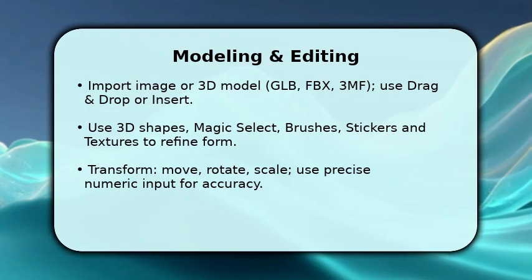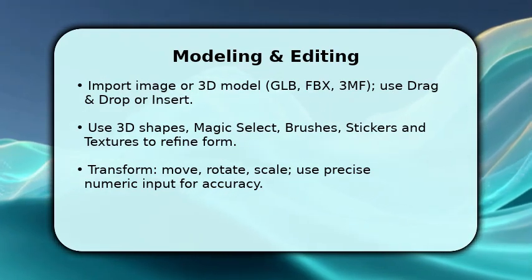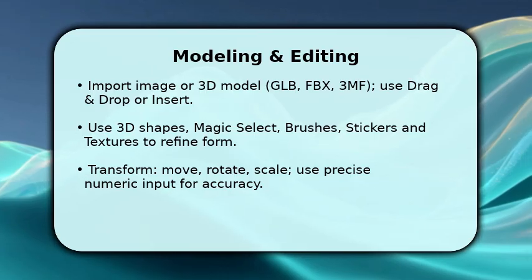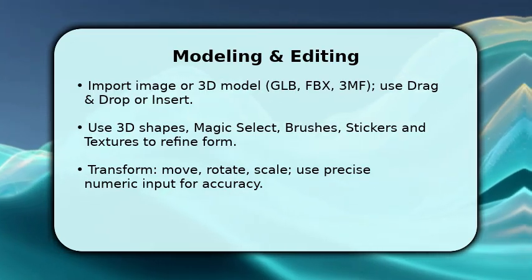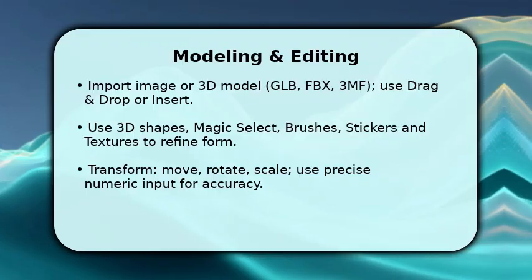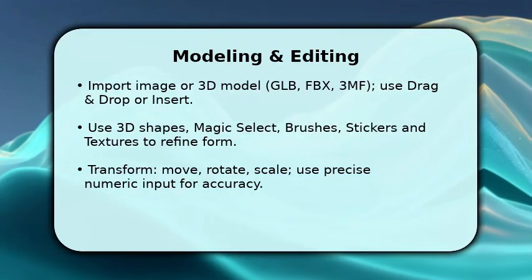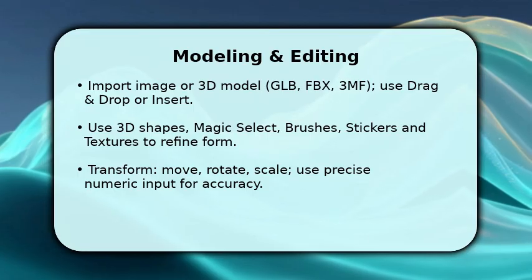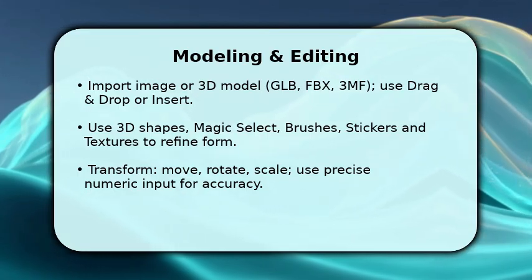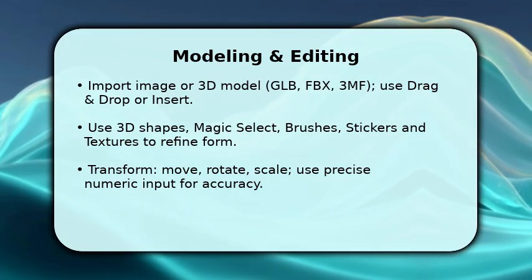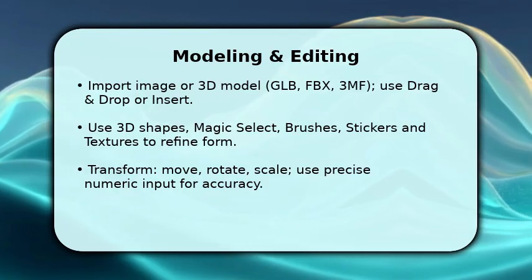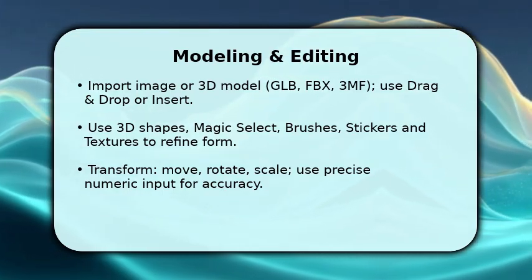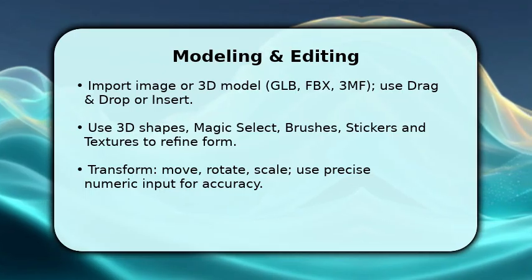Once your base exists, import or create geometry and refine it. Use Insert to add GLB, FBX, or 3MF models, or start with built-in 3D shapes to block out form. This keeps topology simple. Apply Magic Select to isolate parts of an image, then convert to 3D. Use brushes and stickers for texture and color. Use Edit Details to smooth or resize.